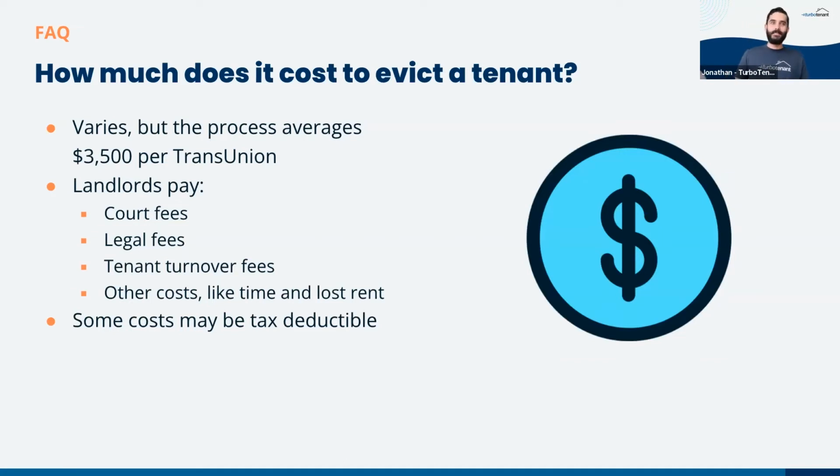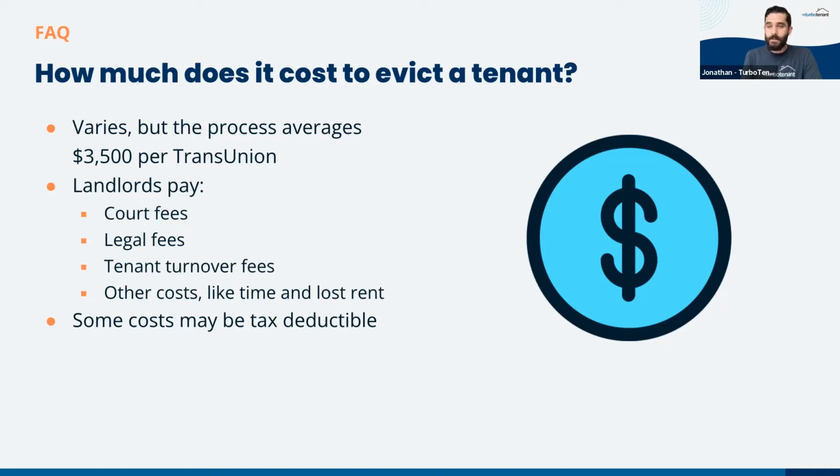Once again, this varies, but the process averages about $3,500 per TransUnion. TransUnion is one of the 3 major credit bureaus, so we definitely trust them. They're also the ones that create our screening reports. If you buy a screening report through TurboTenant, we use TransUnion.